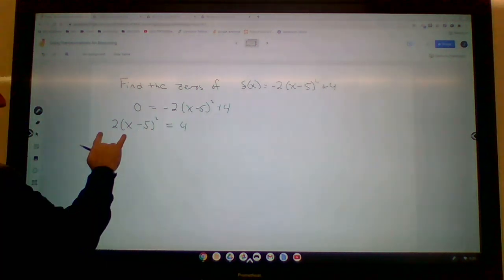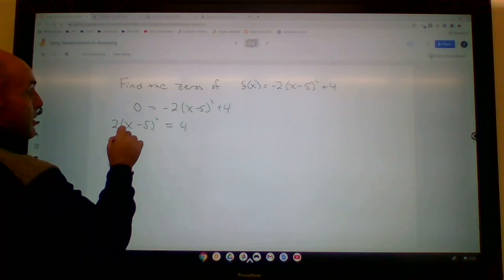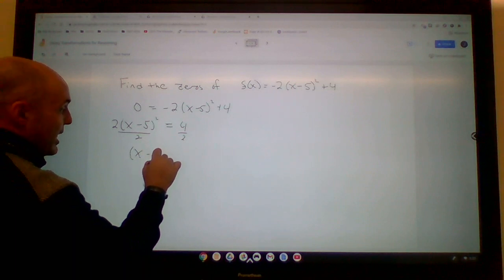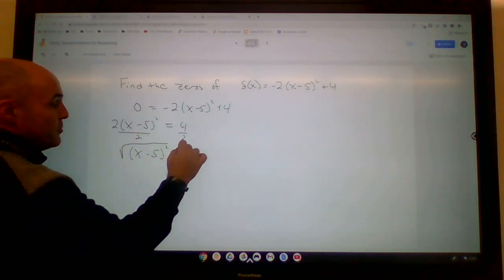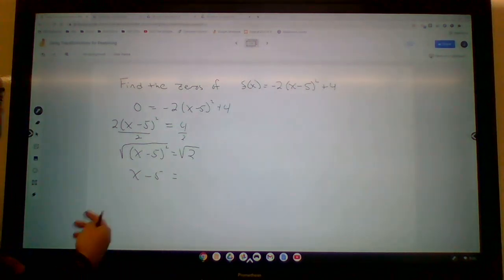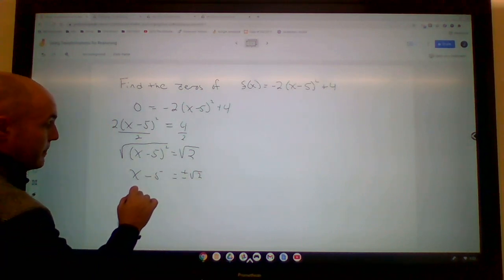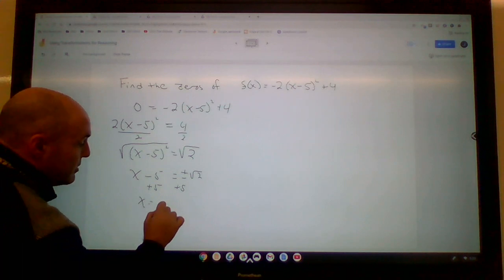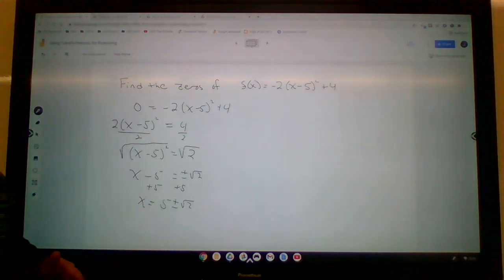And now we're going to have +2 times (x minus 5) squared equal to 4. We can divide this and isolate the quadratic. And now I can take the square root of both sides. And when I'm taking a square root, I'm going to have a positive and negative case. So we're going to have the plus or minus √2. And then we'll add 5 to both sides. So 5 plus or minus √2 are going to be our zeros. And that should make sense.